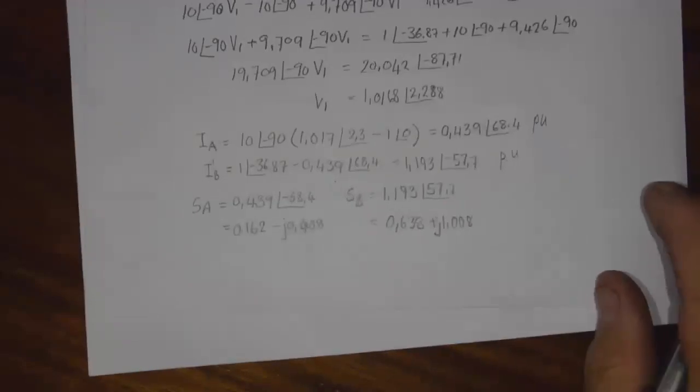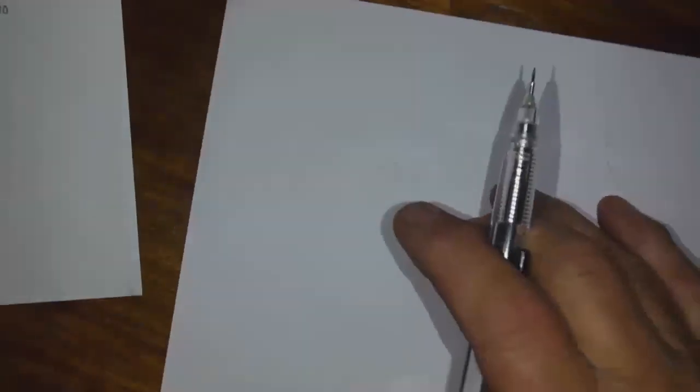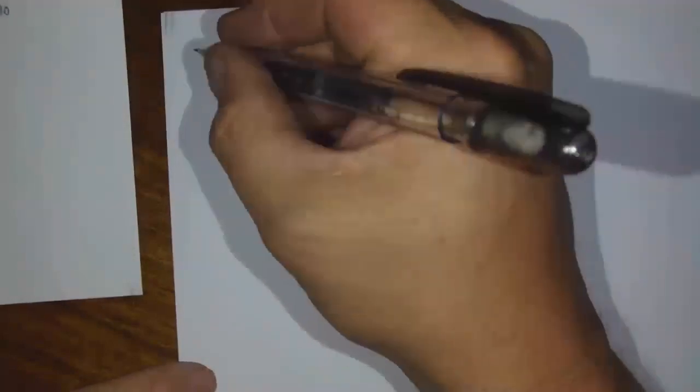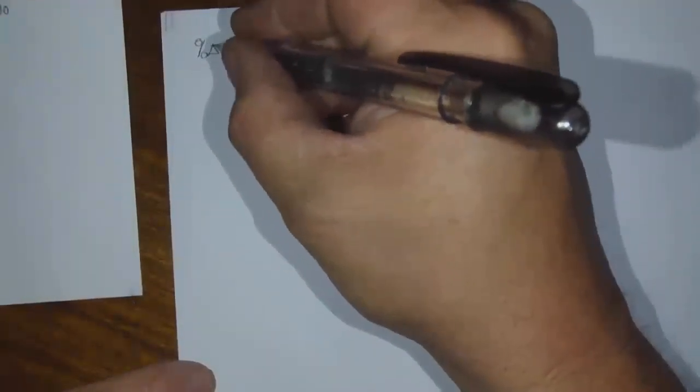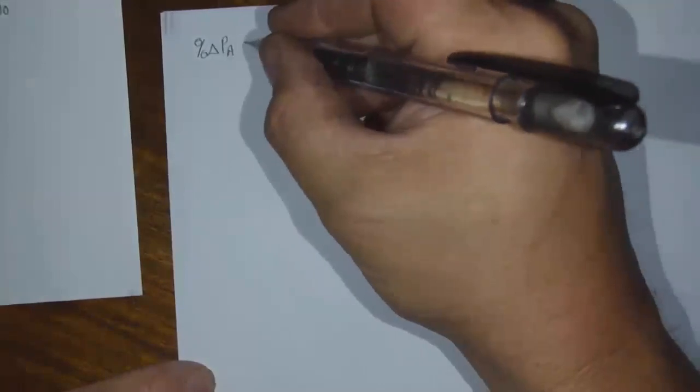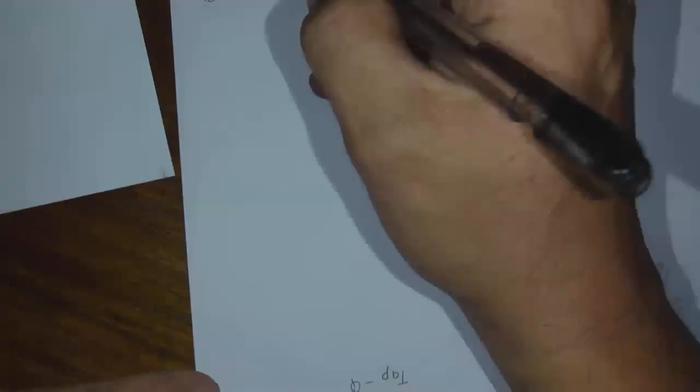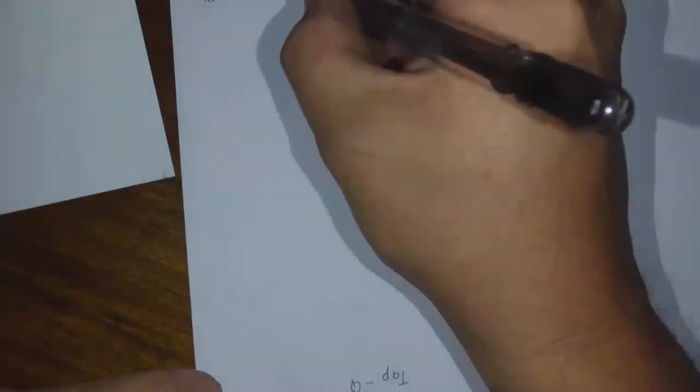Right, now we can calculate the change in P and Q. Let's do this. So the percentage change in P for transformer A, remember now it was before 0.5 times 0.8, so that's 0.4, minus 0.162, divided by 0.4.